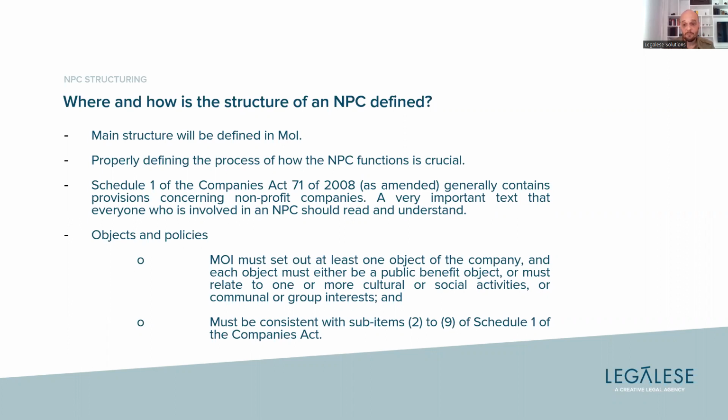So turning a little bit to objects and policies. Now, when we talk about objects, we aren't talking about tangible or movable property. We're referring to the philanthropic or beneficial purpose for which your NPC has been established. Your MOI must set out at least one object of the company, and each object must either be a public benefit object or must relate to one or more cultural or social activities or communal or group interests. The objects and policies must also be consistent with sub-items 2 to 9 of Schedule 1 of the Companies Act, which broadly speaking deal with aspects like how and to whom an NPC can pay their income or transfer their assets, what happens when the NPC is wound up or dissolved, and similar items of that nature.